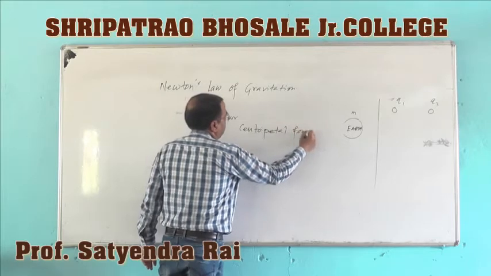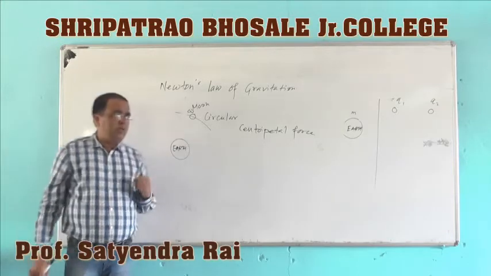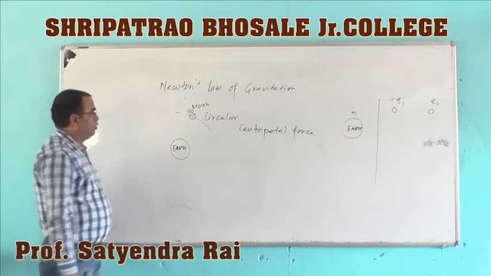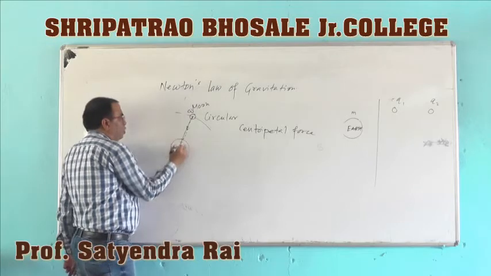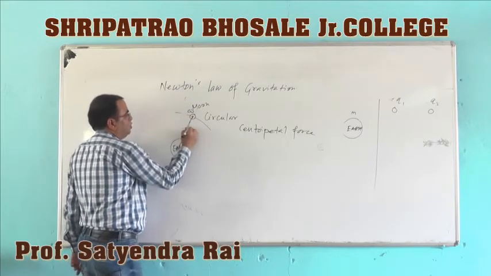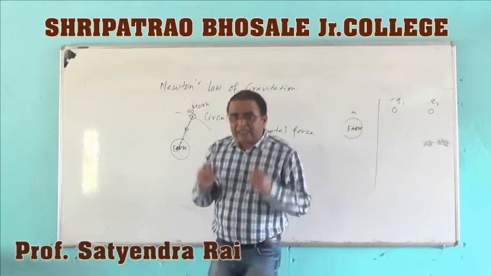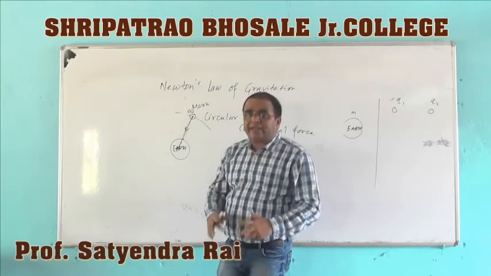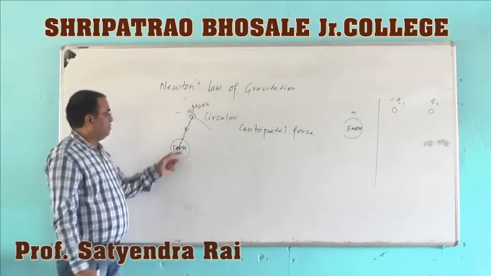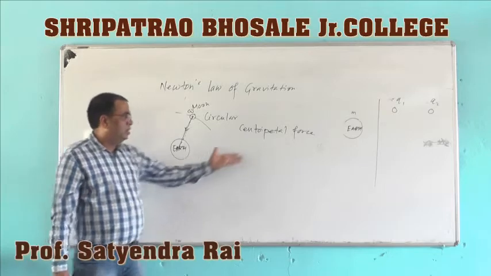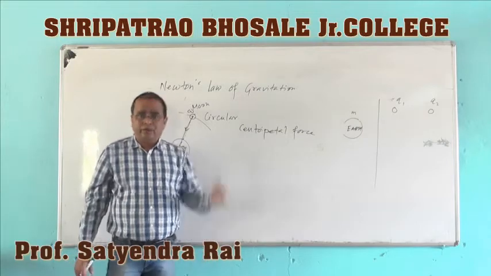Centripetal force. Now the question is, what provides the required centripetal force? We all know that centripetal force acts along the radius and towards the center. That simply means Earth must apply an attractive force on the Moon. Earth must attract the Moon towards its own center. This force must be attractive, otherwise you can't interpret the existence of centripetal force, or the circular motion of the Moon around Earth.